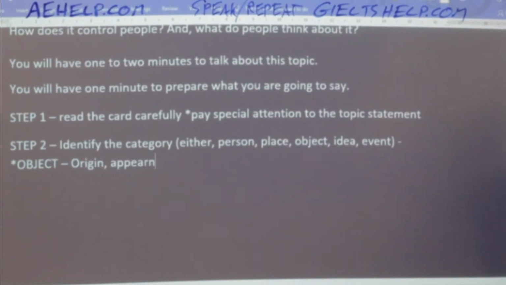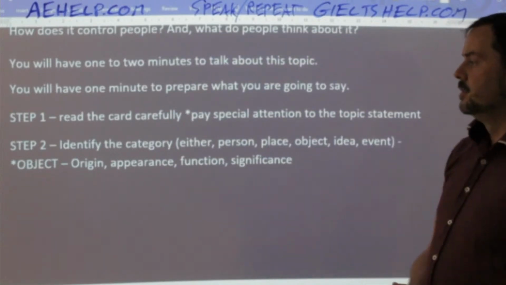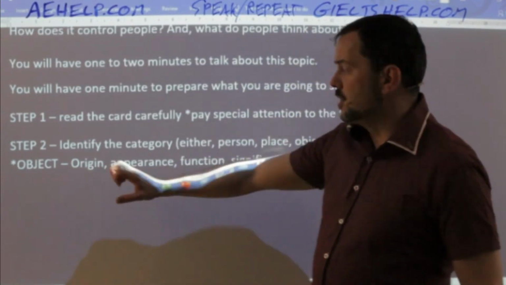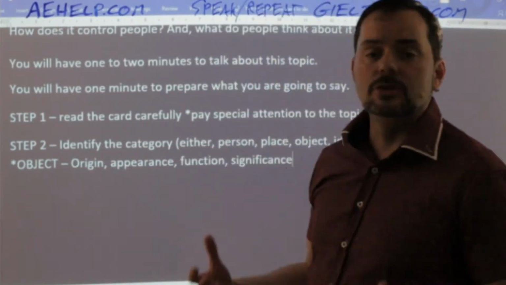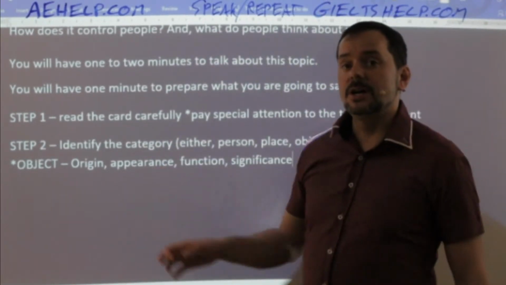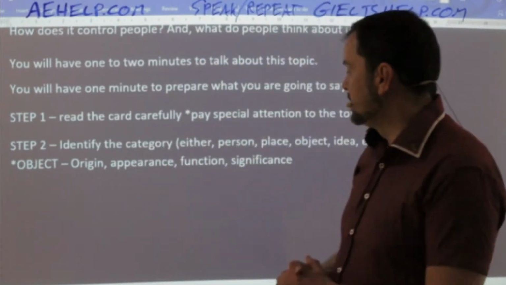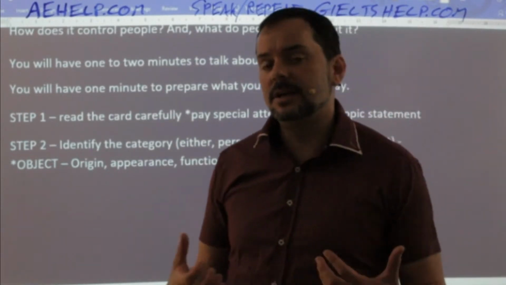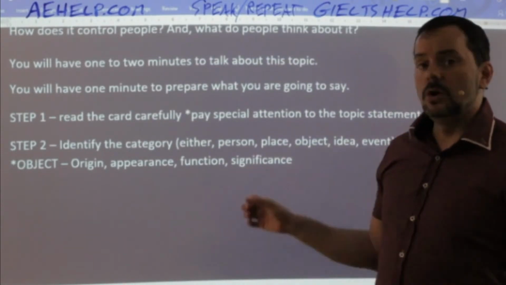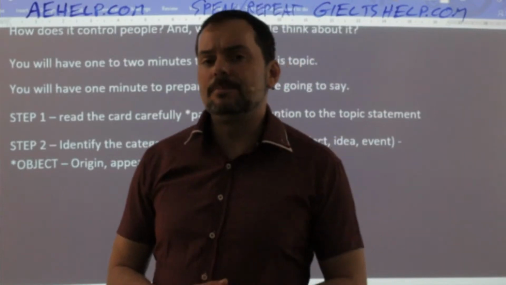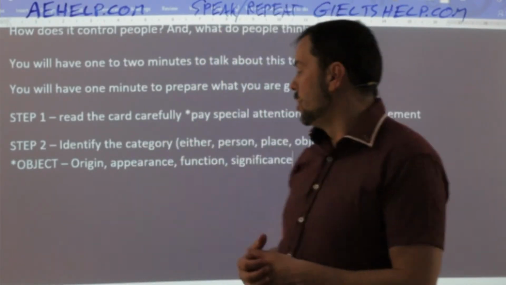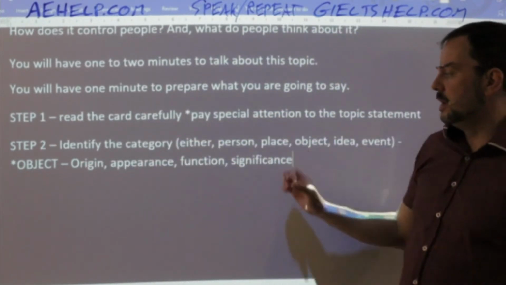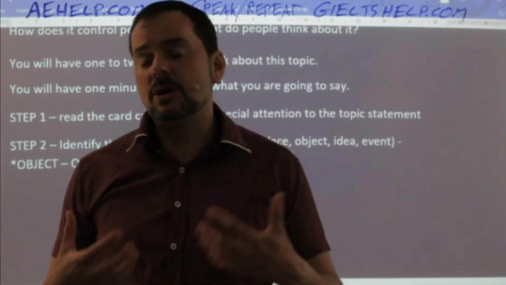Yeah, absolutely. Origin, appearance, function, significance. When you talk about an object, origin: where does it come from? Where did you get it? How did it get to you, or how did it get to society in this case? Its appearance: what does it look like? And its function: how does it function? How does it work? And then its significance: why is it important? What utility does it have? What place does it have in society, or for the individual? If you go through this in order, you will have a very clear response talking about that object.